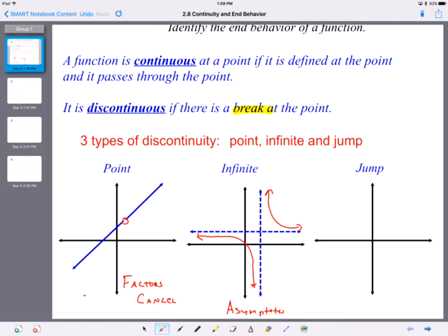And then a jump. A lot of times this happens with a piecewise function. You might have something like this, where you have a break in the graph and there's a disconnect there. So that's a jump, and once again, a lot of times this happens with a piecewise function. Also we did a greatest integer function when we had the step function. That was another jump discontinuity. So three types of discontinuity: point discontinuity, infinite discontinuity, and jump discontinuity. You'll need to know all three of those and how to identify each of them.